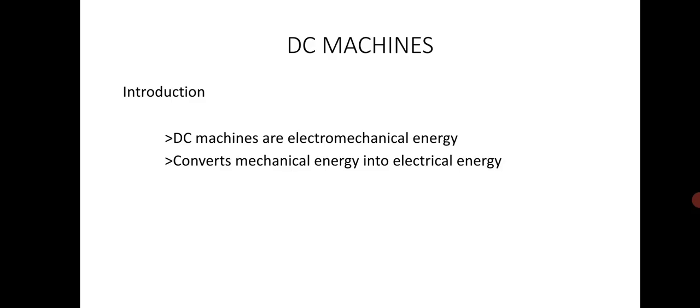So, DC machines are electromechanical energy. See the name electromechanical. Two energies are there, right? What are the energies? Electrical energy and mechanical energy. Electrical energy, we can say simply electricity. Mechanical energy, that's the physical energy. So we convert electrical energy into mechanical energy or mechanical energy into electrical energy. Okay, this is what a DC machine is.